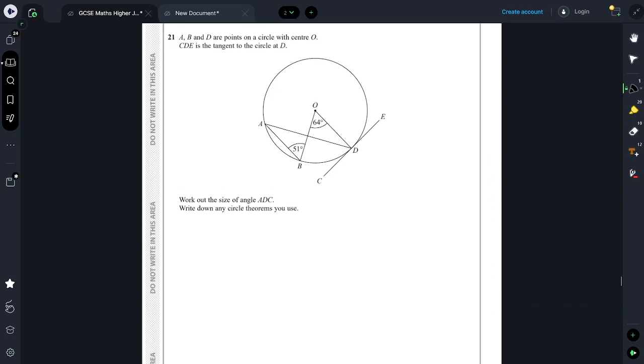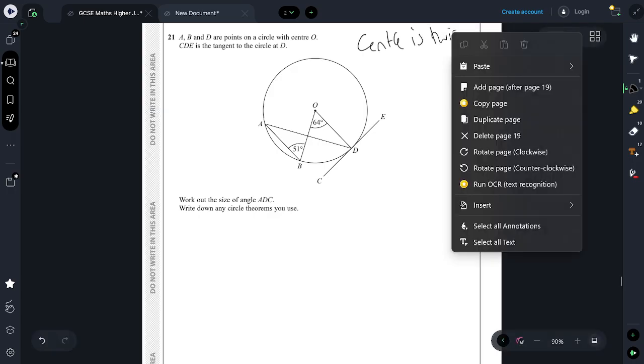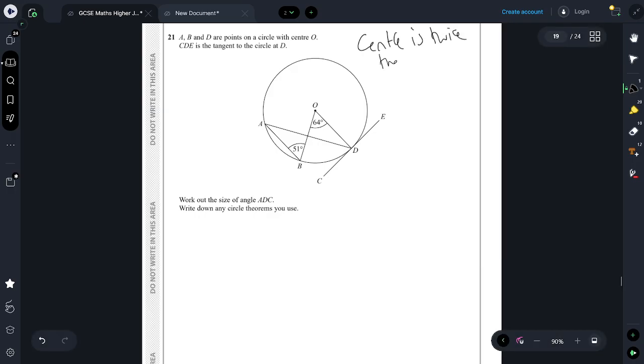As for circle theorems as well. So here we are. A, B, D are points on the circle with centre O. And we're given the tangent here, and we need to work out the size of angle ADC. So again with circle theorems, I think it's good to list them. The angle at the centre is twice the angle at the circumference. I'm just paraphrasing a little bit, just as a mental note.